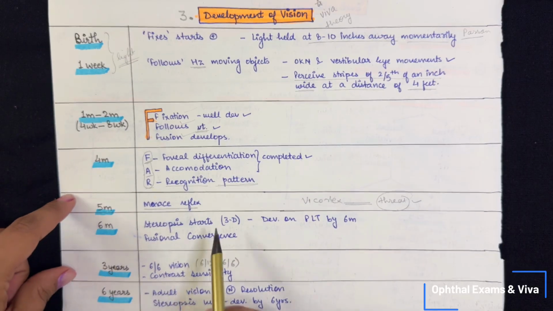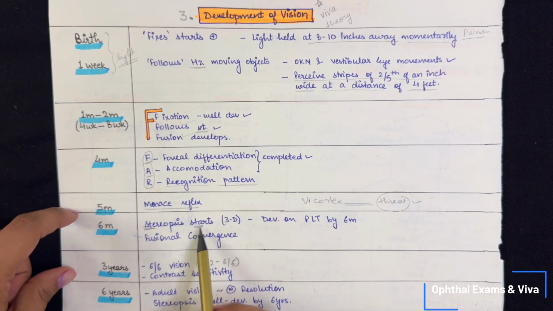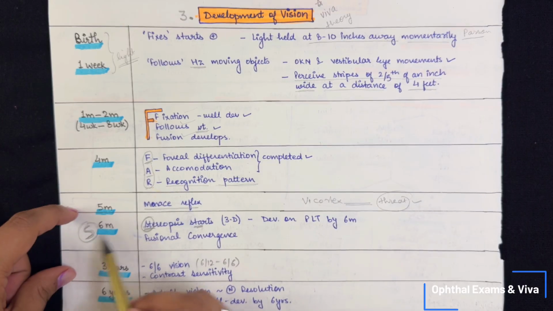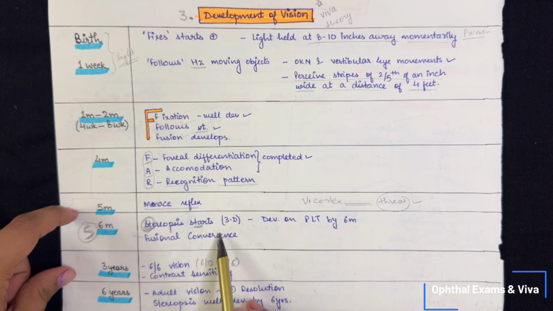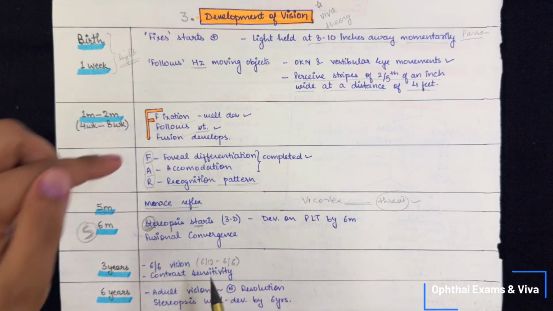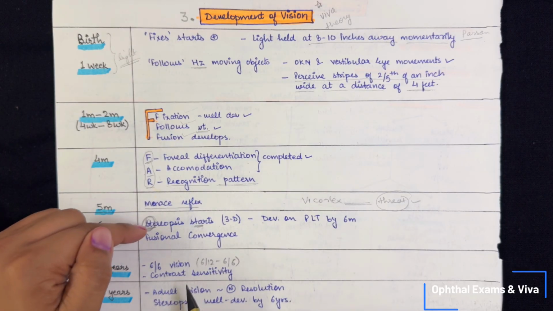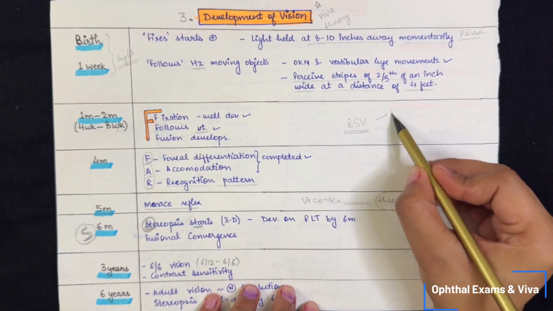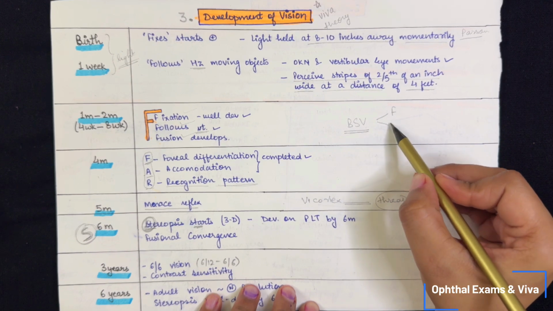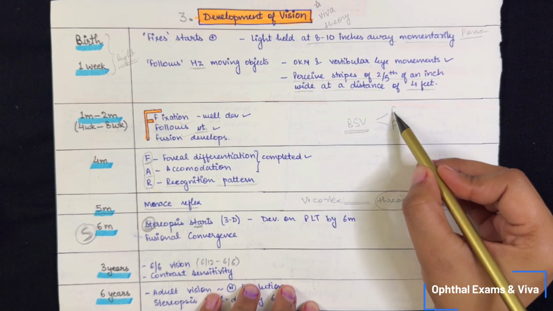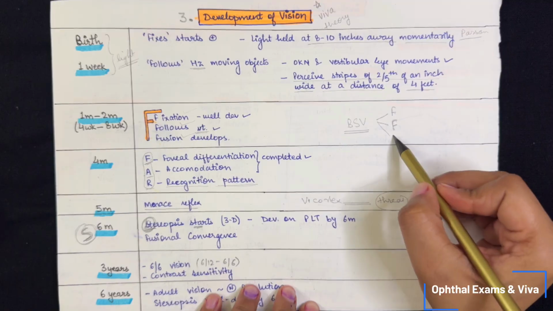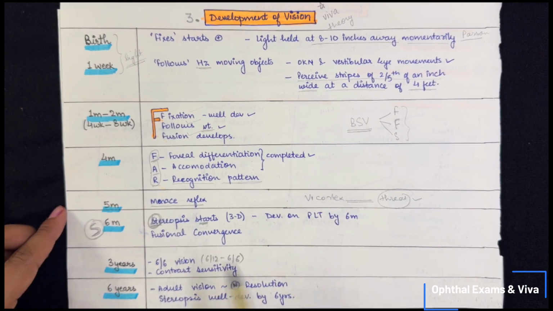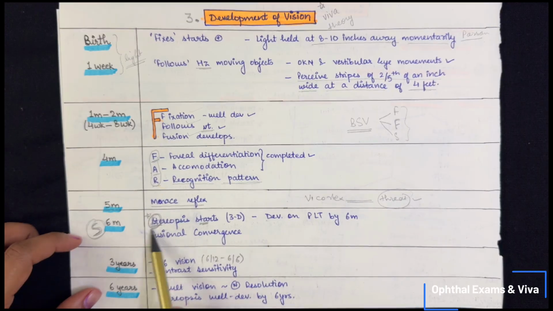By 6 months, stereopsis starts. So you remember as S for S, 6 months for stereopsis. So fixation is there, fusion is there, and stereopsis is there, which I have told you, the 3 grades of binocular single vision: simultaneous perception, fusion, and stereopsis. Stereopsis starts by 6 months, right? Fusional convergence is there, but it is important to remember stereopsis.